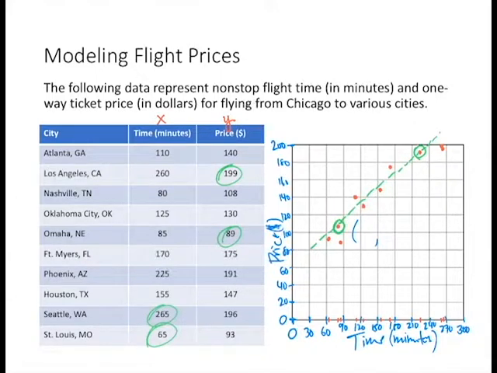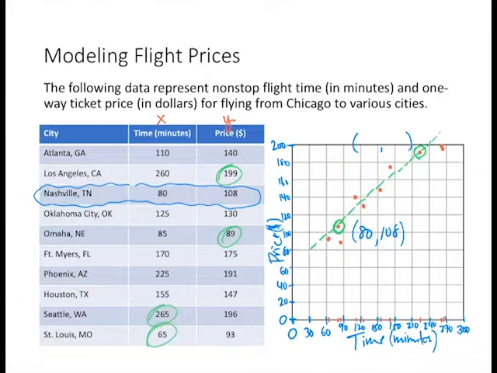Well, this point here, again, looking back at the choices that we had, the y value was between 100 and 120, and when we look at our list, it looks like that point was the Nashville point. So the point that we picked was 80, 108. And the point up here, looking at our choices, that x value was between 210 and 240, so that must have been the point Phoenix, Arizona, 225, 191.